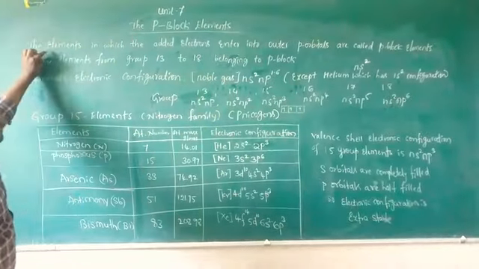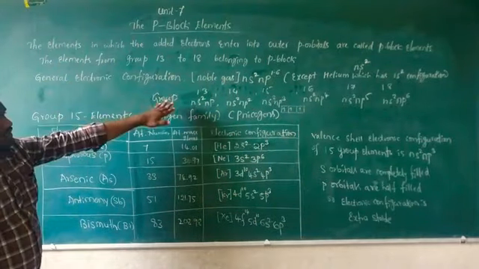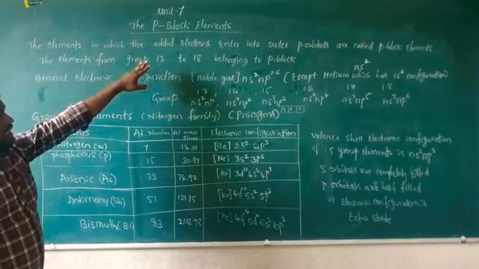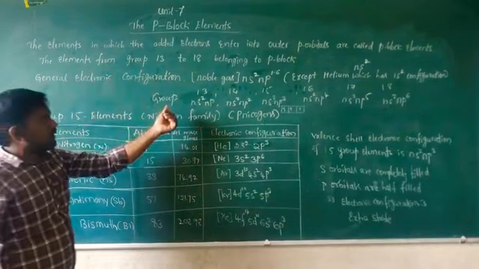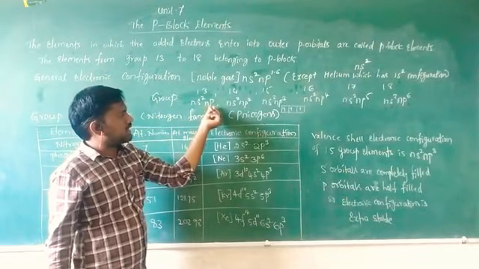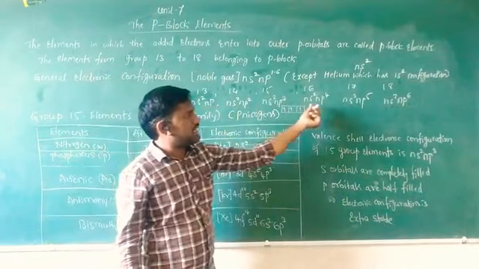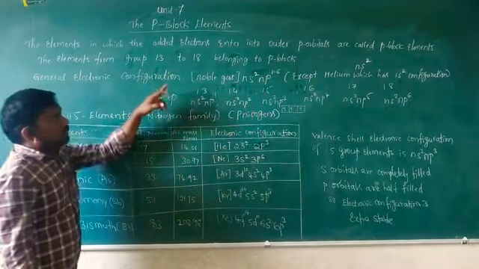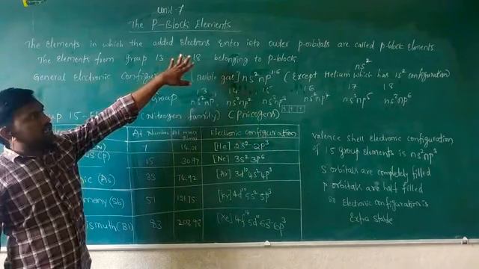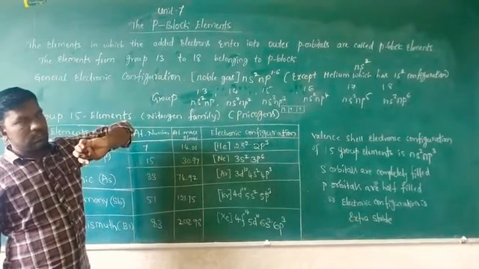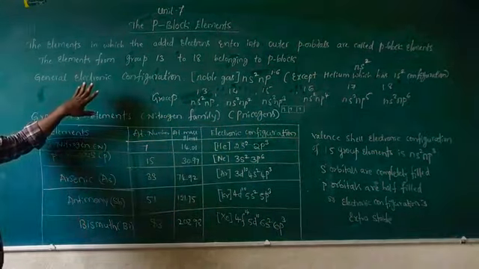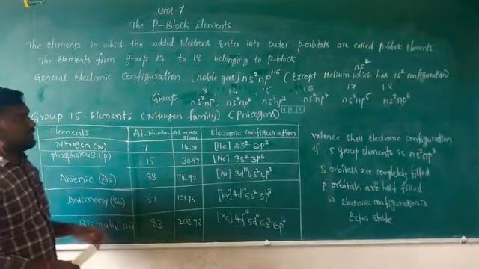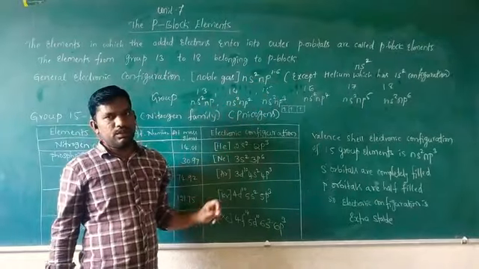Once again the definition: elements in which the added electrons enter into outer p orbitals, np1, np2, np3, np4, np5, np6, are called p block elements. The general electronic configuration is a noble gas followed by ns2 np1 to 6.